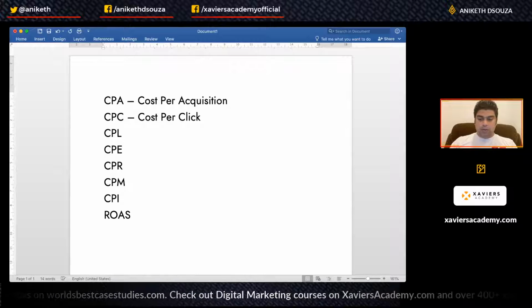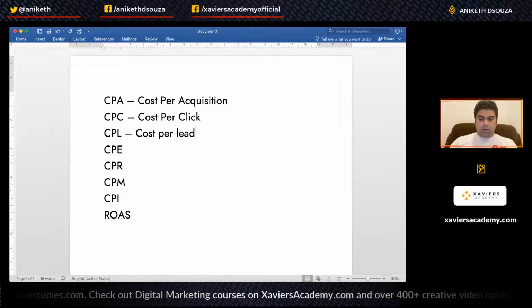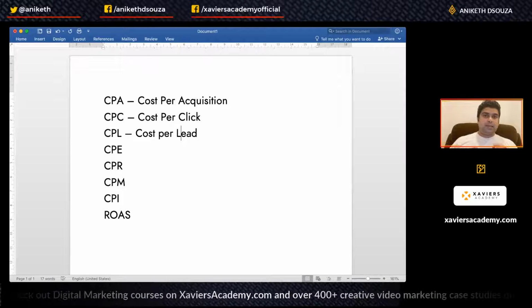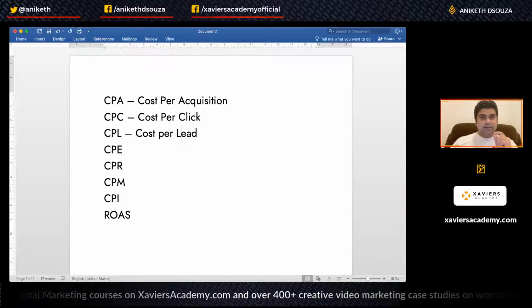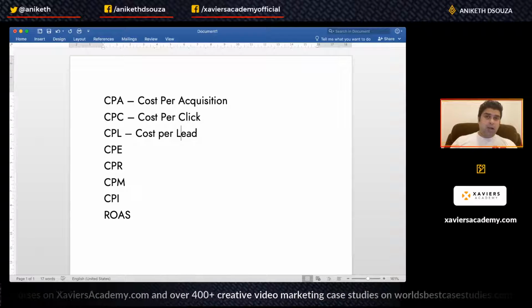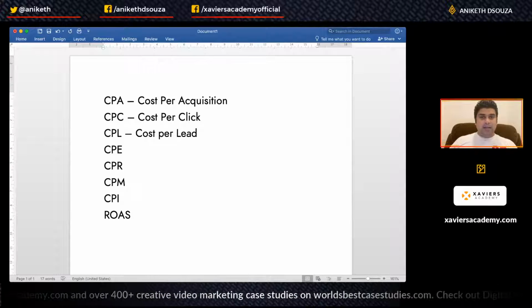The next one has to do with cost per lead. Cost per lead is how much it cost us to get a single person to come to our website and fill a form. Or, let's say you're running cost per lead ads on Facebook, then what did it take for a person to fill the form? What was the cost per lead to get the data of the consumer to you? So that's cost per lead.